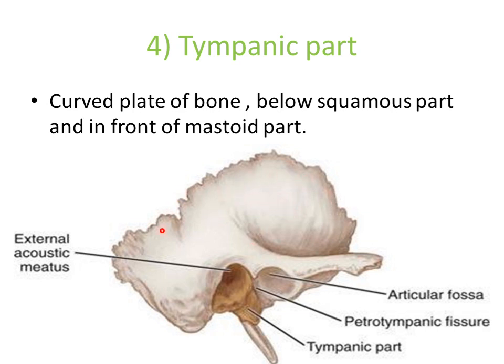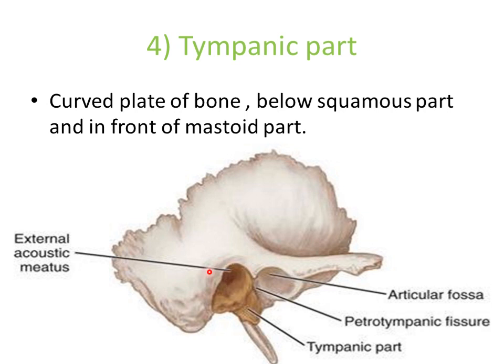We know that this smooth area is the squamous part, and in front of it is the mastoid part. So the tympanic part is located below the squamous part and in front of the mastoid part. Now, it joins the squamous part at the squamo-tympanic fissure.